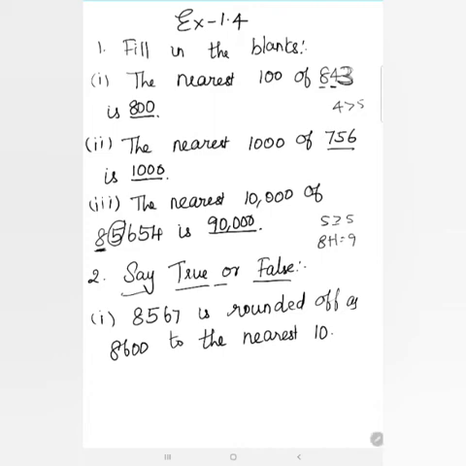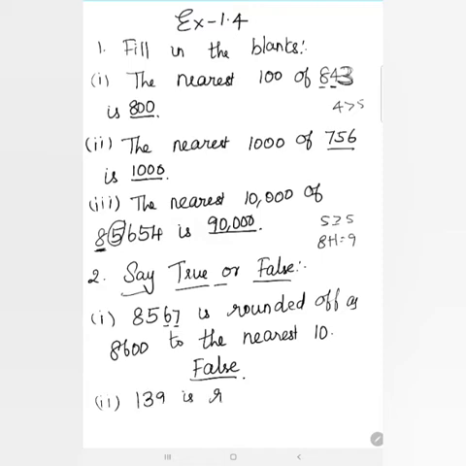See, nearest 10 means here the ones place is 7. 7 is greater than 5, but we can write it as 8570 only. 8600 is not the right one. So nearest 10 means 8570. So the answer is false.